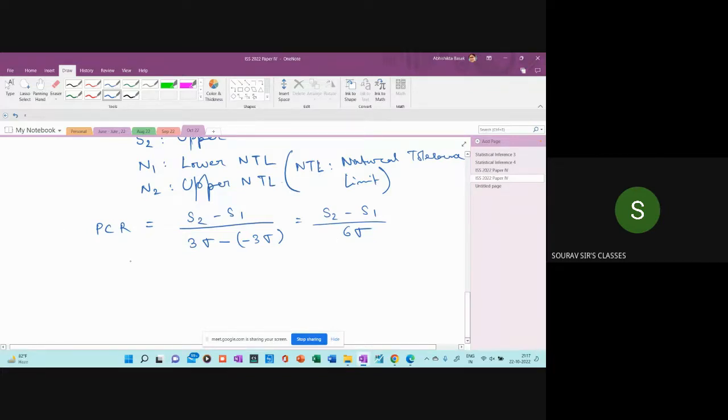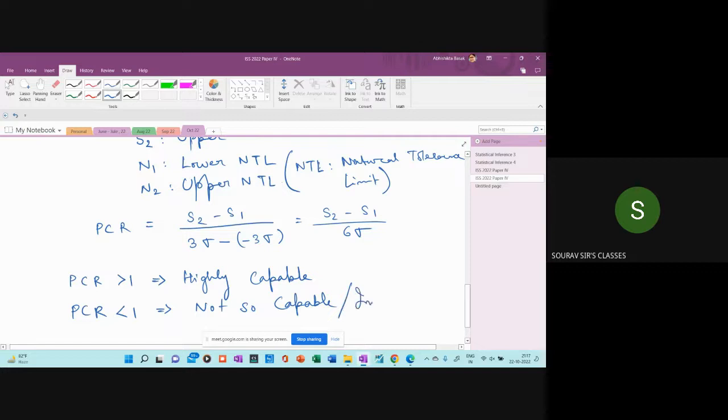So what is the interpretation of this? The interpretation says that PCR greater than 1 implies the process is highly capable, and PCR less than 1 implies not so capable or incapable. So these are the two interpretations of process capability ratio.